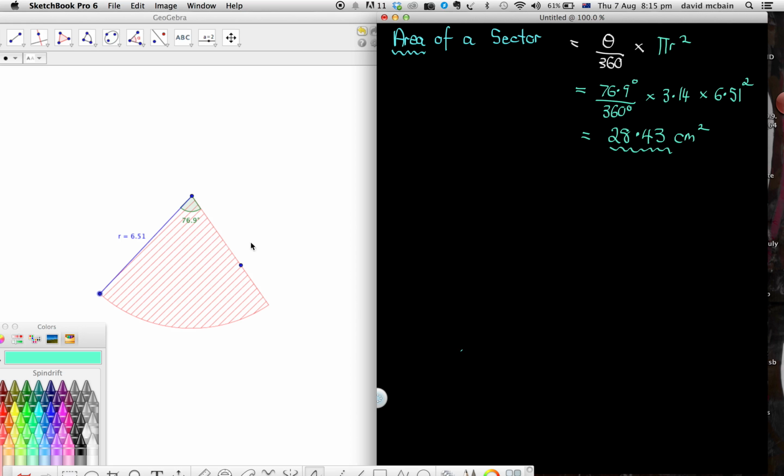But what if we wanted to work out the distance around the outside of the sector? In other words, the perimeter of the sector. Well, let's have a look how we might do that. So we're now going to talk about how to work out the perimeter of a sector.